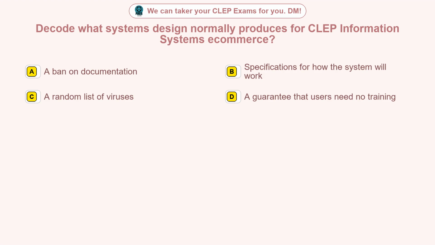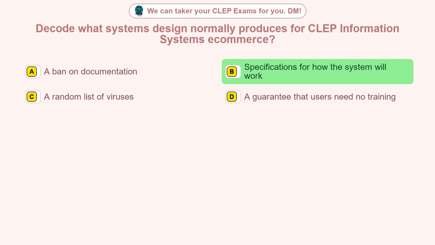Question 67. Decode what systems design normally produces for CLEP Information Systems Ecommerce. Option A. A ban on documentation. Option B. Specifications for how the system will work. Option C. A random list of viruses. Option D. A guarantee that users need no training.